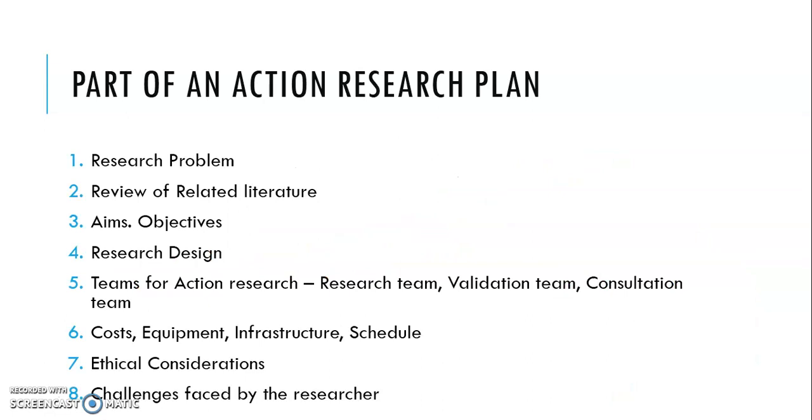Here we have the parts of an action research plan. We have the research problem, review of related literature, aims and objectives, research design, which has several parts, teams for action research, your research team, validation team, and consultation team, the cost, equipment, infrastructure, and schedule, ethical considerations, and challenges faced by the researcher. Students, please note that there are certain things which are added to these parts which are not there in your portion, but they are important for you, and it is an important component of the action research plan.